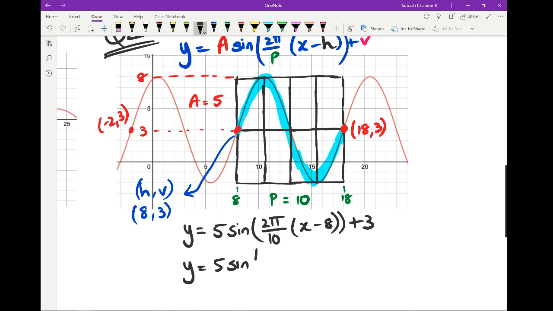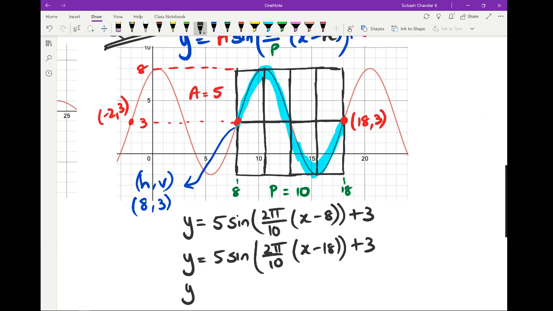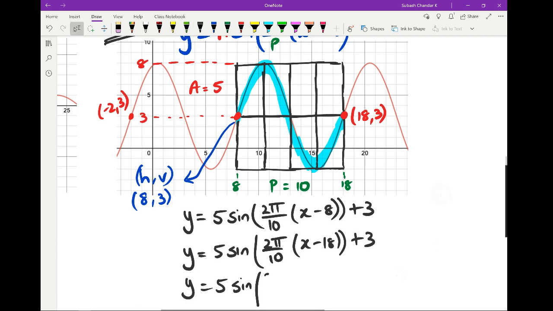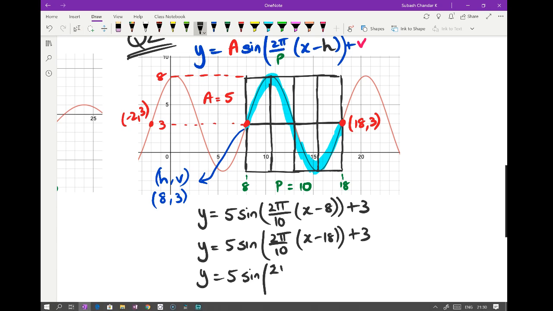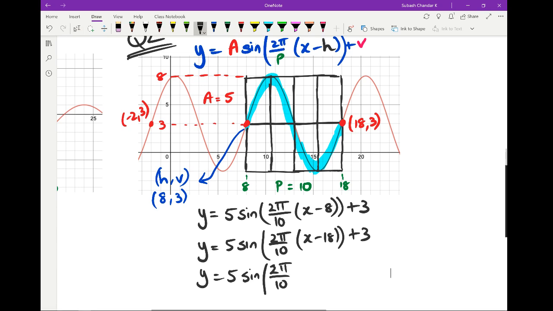So you could have y equals 5 sine 2 pi over 10, x minus 18, plus 3. Or you could have had y is equal to 5 sine 2 pi over 10, x minus negative 2, plus 3. But the negative negative makes it a positive, so I'm just going to rewrite that as plus 2.